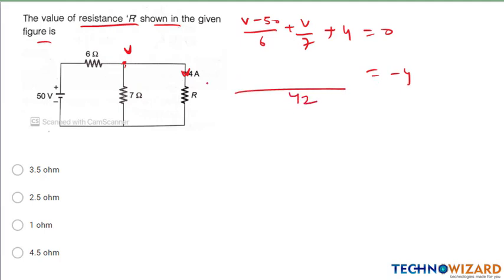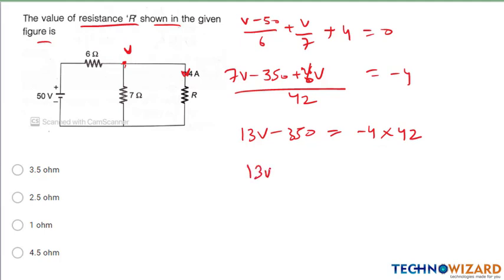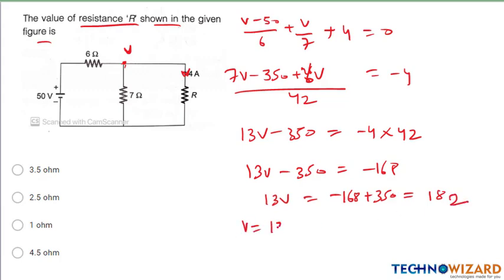7 6s are 42, LCM. (7V minus 350 plus 6V) upon 42 is equal to minus 4. 7V plus 6V is 13V minus 350 is equal to minus 4 into 42, which is minus 168. 13V is equal to minus 168 plus 350, that will be equal to 182. Now the voltage here will be 182 upon 13, which is equal to 14 volt.